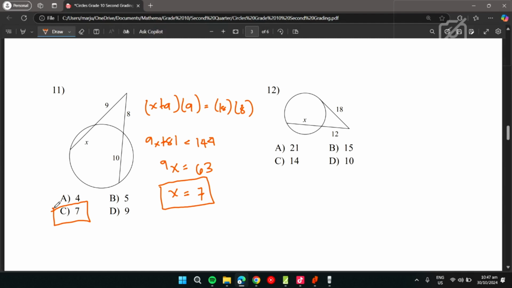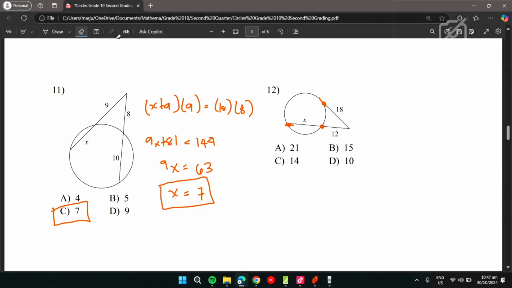Alright, secant and a tangent. Paano malaman kung secant or tangent? Again, pag secant, it will intersect the circle twice. Dalawang beses po. 1, 2. That's secant. Alright? Pag tangent naman, once lang. Isang beses lang.